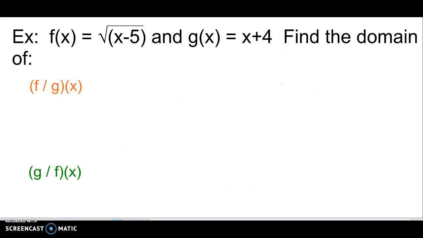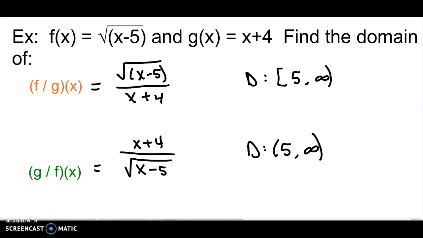Okay, so another example here. We have a new f of x and a new g of x, and I'd like you to find the domain of f divided by g and then g divided by f. Curious to see how they could differ. So go ahead, put me on pause and do that.